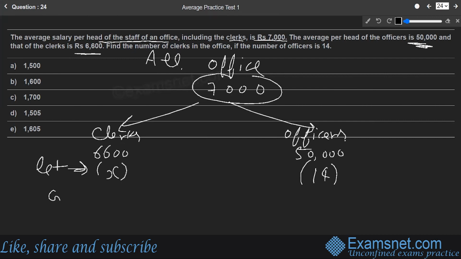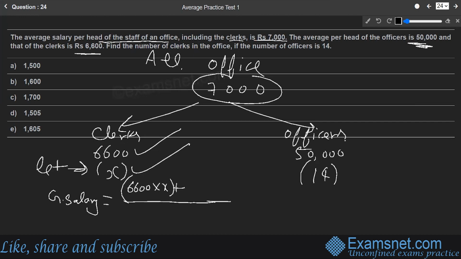So clearly we can have a grand salary formula. Grand salary is calculated by the salary of all the groups added up divided by the total number of employees. So first of all, total clerk salary will be the average of the clerk salary multiplied by the total number of clerks available. So it's going to be 6,600 multiplied by X plus the total salary of the officers, that is the number of officers, 14, multiplied by the average salary of the officer, that is 50,000, divided by the total number of employees.